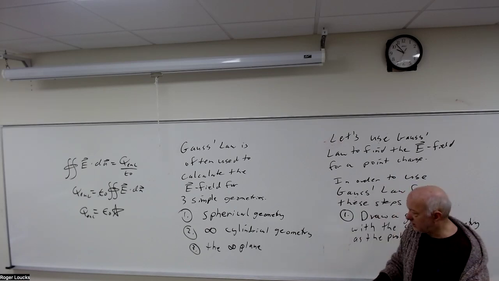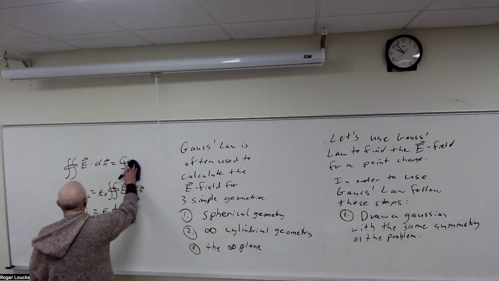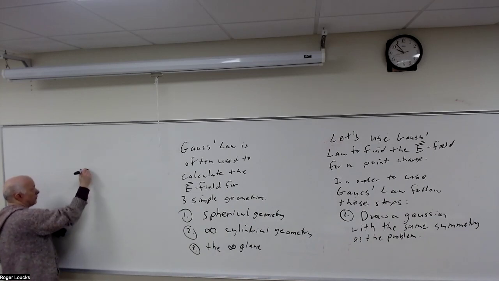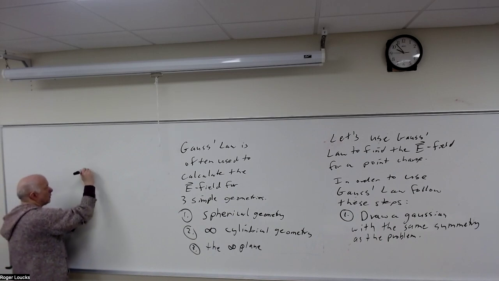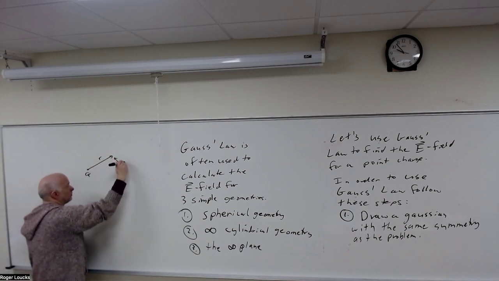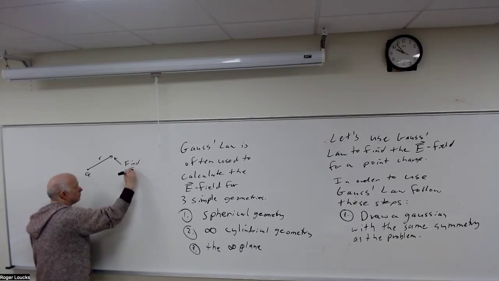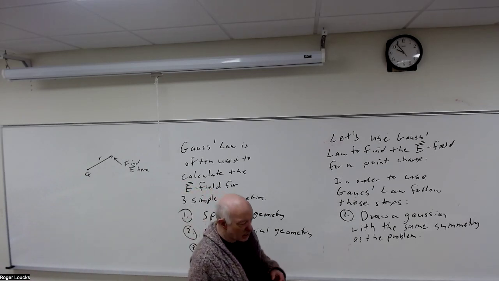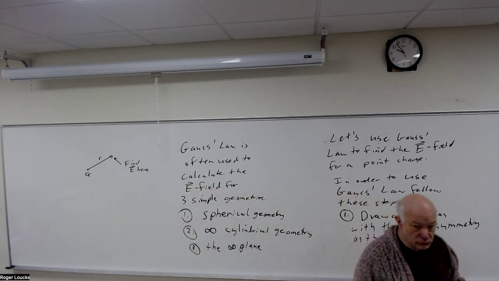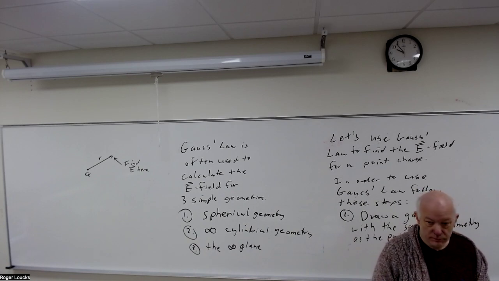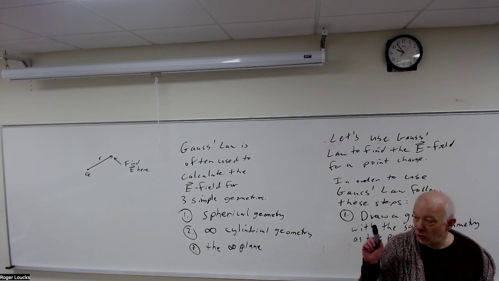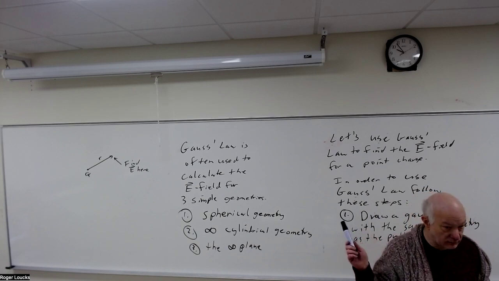Okay, so I'll put this over here, and then we'll list the rules over here. So here's my charge, Q. I want to come out some distance, r, and I want to find E here. Okay, so what's the symmetry of this problem? If it's a point charge, it has spherical symmetry. So what do I want to do? I want to draw a Gaussian surface with that exact same symmetry.